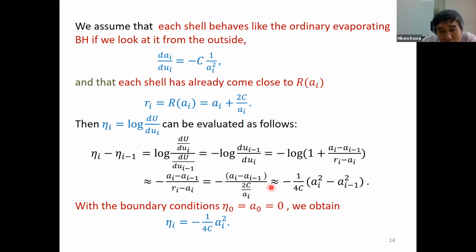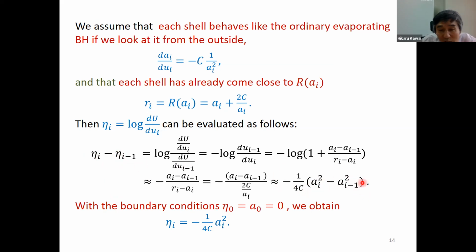So we can approximate this to a_i squared minus a_{i-1} squared if a_i is close to a_{i-1}. And also, eta_i minus eta_{i-1} is something like some constant times a_i squared minus a_{i-1} squared.